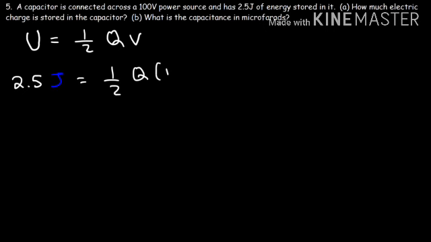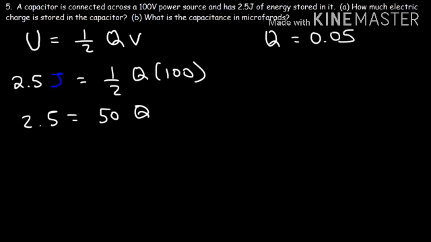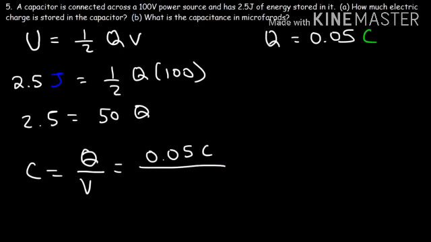The voltage is 100. Half of 100 is 50. So 2.5 divided by 50 is 0.05. So this capacitor has 0.05 coulombs of charge stored in it. Now what about part B? What is the capacitance in microfarads? Capacitance is the ratio between the charge and the voltage. So we have 0.05 coulombs divided by 100 volts. So that's equal to 5 times 10 to the minus 4 farads.